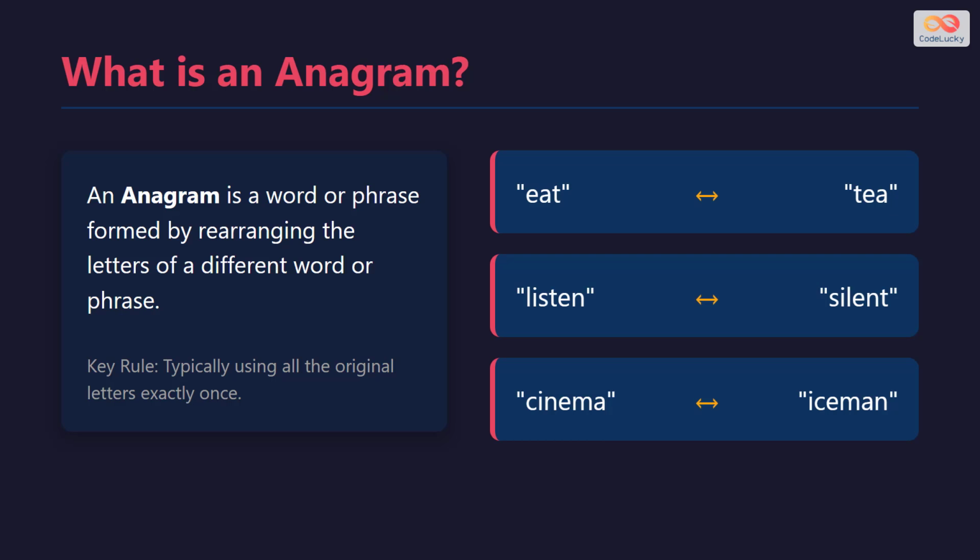First, let us ensure we understand exactly what an anagram is. An anagram is a word or phrase formed by rearranging the letters of a different word or phrase, typically using all the original letters exactly once. For example, eat and tea are anagrams, as are listen and silent. They share the exact same characters, just in a different order.